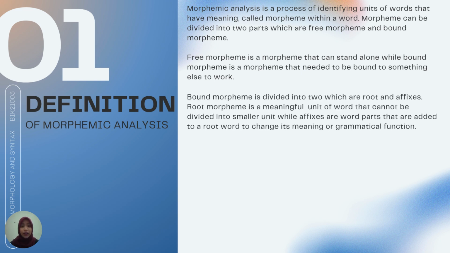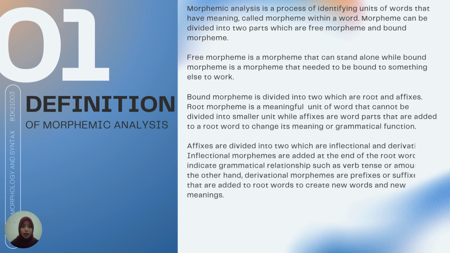Bound morpheme is divided into two, which are root and affixes. Root morpheme is a unique meaningful unit of a word that cannot be divided into smaller units, while affixes are word parts that are added to a root word to change its meaning or grammatical function. Affixes are divided into two, which are inflectional and derivational.